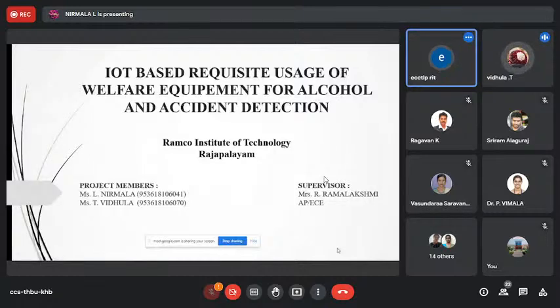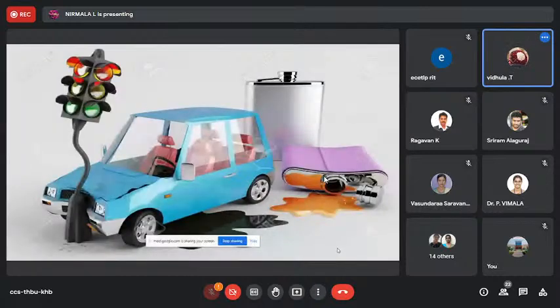You can proceed now. Good morning to one and all present here. I'm Nirmala from Ramco Institute of Technology. My paper is IoT-based request usage of welfare equipment for alcohol and accident detection. Nowadays, we are facing a lot of accidents in the present era, and many people are losing their lives due to drunk and drive accidents.